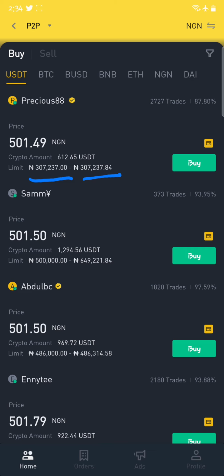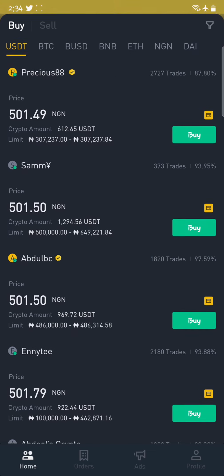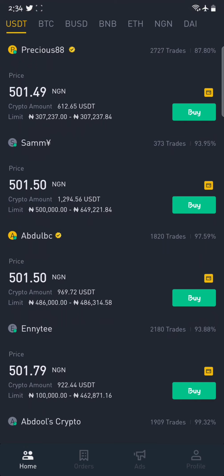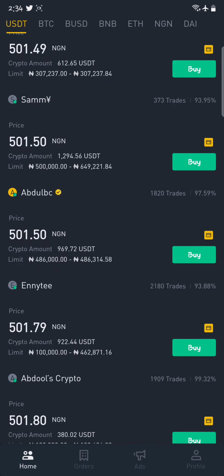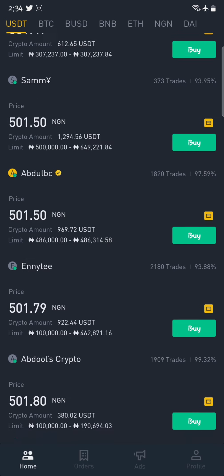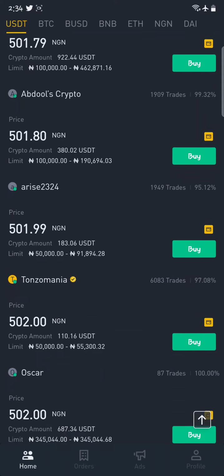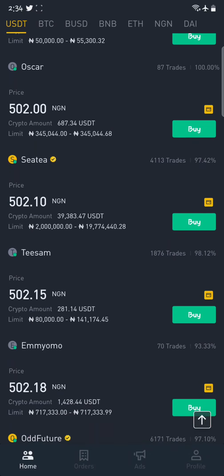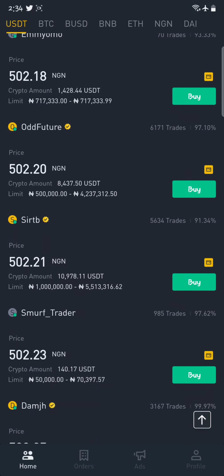I said earlier that I would like to buy 10,000 Naira worth of USDT. So I'll have to keep scrolling till I find a seller interested in selling that volume to me. I scroll down and I see that the minimum I can buy from this person is 500,000. This person over here, 486,000. Over here, 100,000. So I have to keep scrolling till I find someone that can sell 10,000 Naira worth of USDT to me.